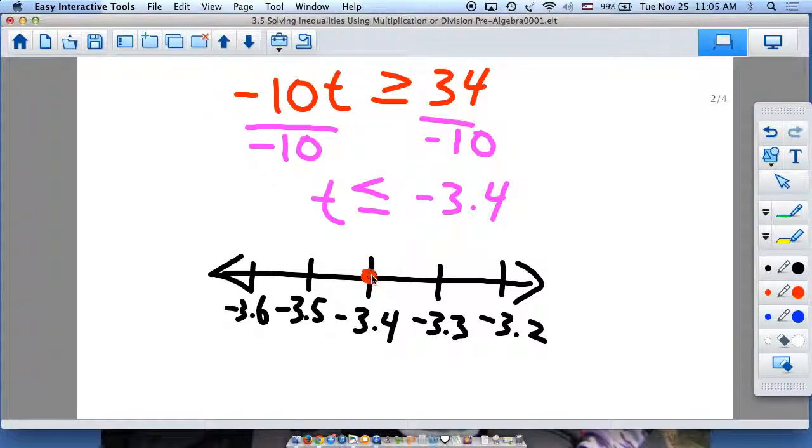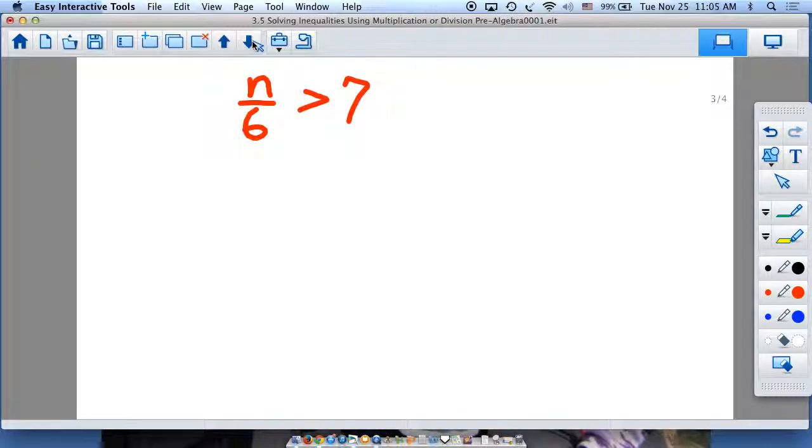So we're going to color in our circle, fill it in, and t is less than or equal to, so we're going to go to the lower numbers. And we have our solution. I have 2 more problems for you. Once you stop the video, you try them. Make sure you do your graph. Make sure if you multiply or divide by a negative, you flip that sign or reverse it. Okay, give it a try.